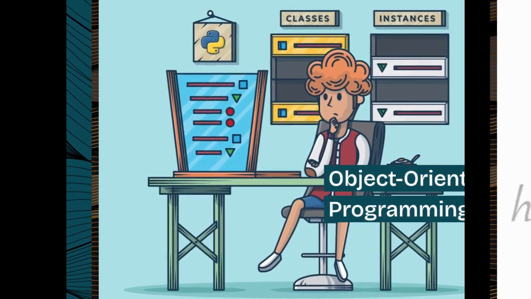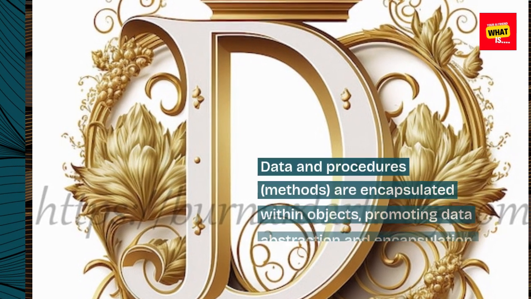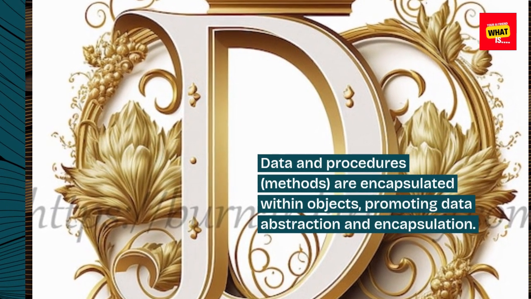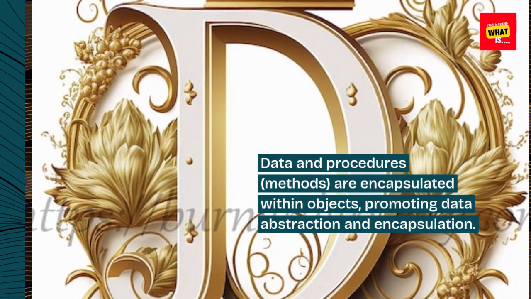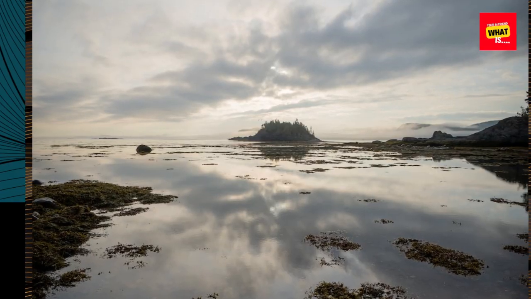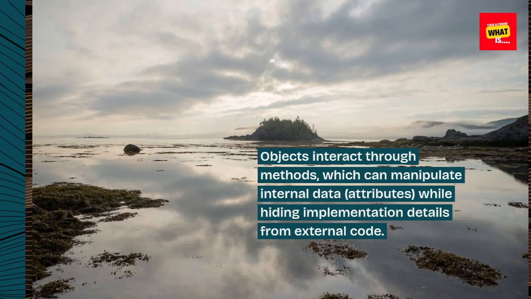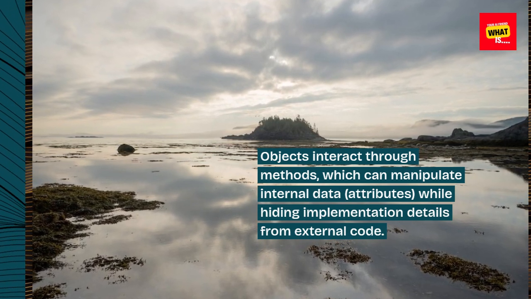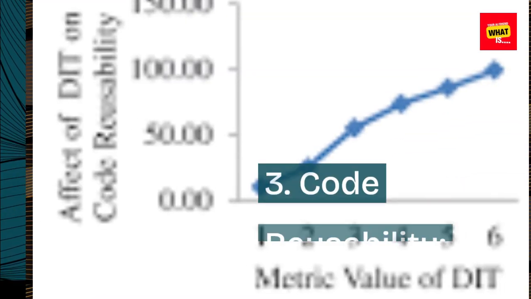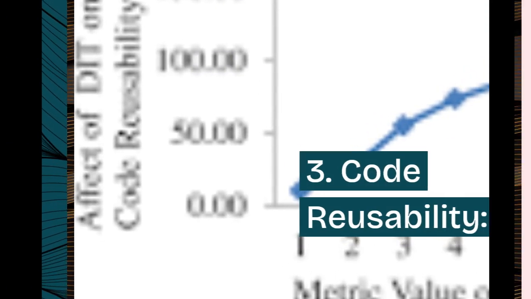Object-oriented programming, OOP. Data and procedures, methods, are encapsulated within objects, promoting data abstraction and encapsulation. Objects interact through methods, which can manipulate internal data, attributes, while hiding implementation details from external code. 3. Code reusability.